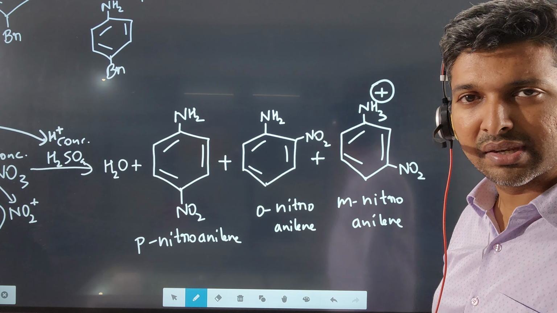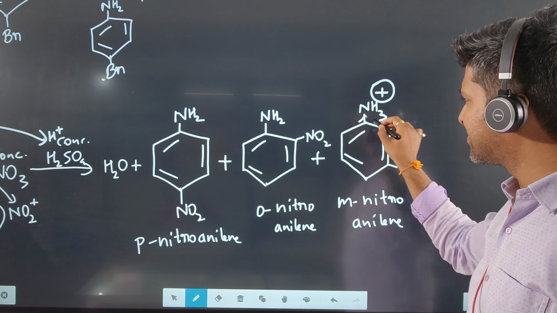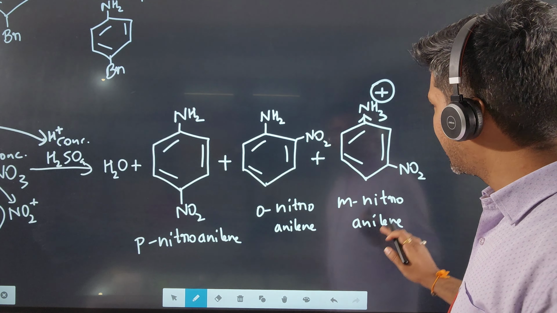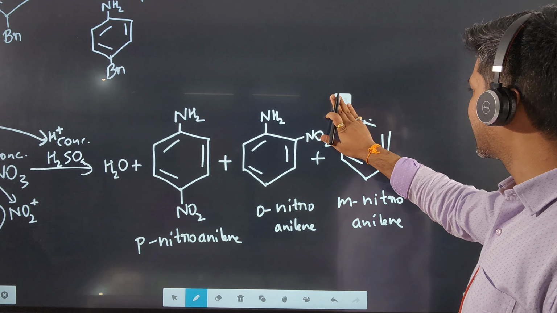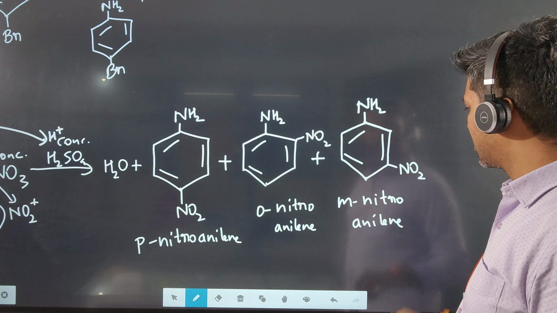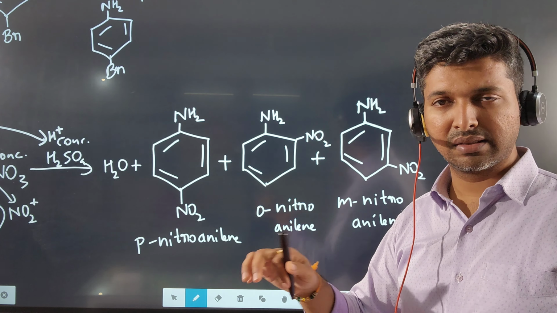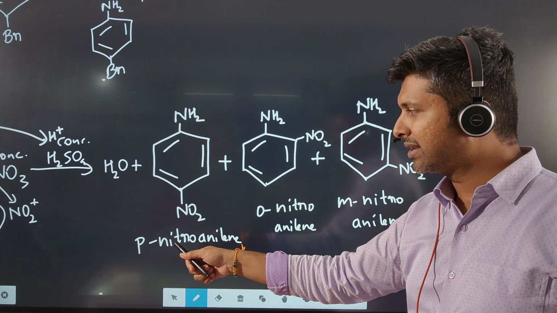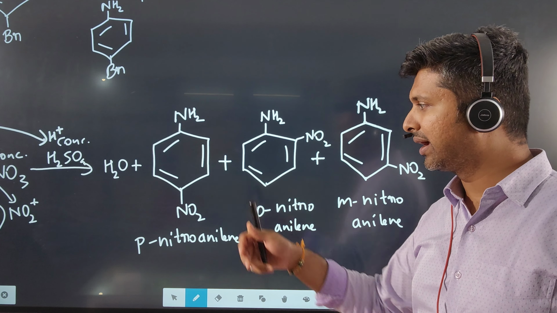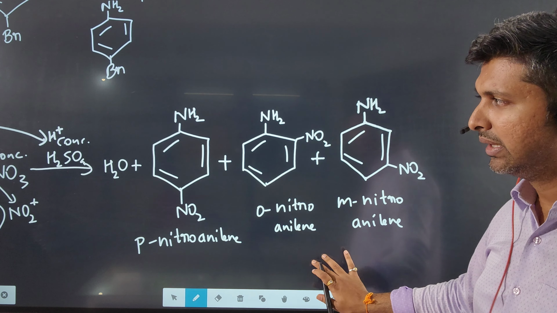The moment it becomes NH3 plus, from an electron donating group it shifts to an electron withdrawing group. Now it starts withdrawing electrons. When it starts withdrawing electrons, the meta position gets activated and you get meta nitroaniline. Okay, that's how you get meta nitroaniline. So you get all three. This is the only reaction where you're getting all three, that is para as well as ortho as well as meta. In other reactions we usually get either ortho para or we get only meta. This is a reaction where we are getting all the three.